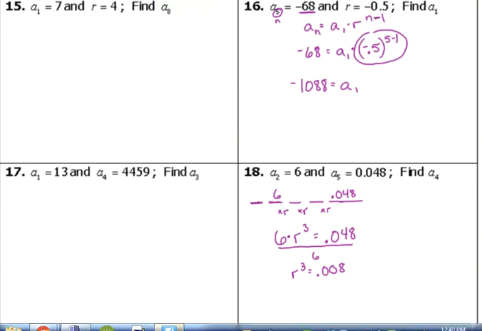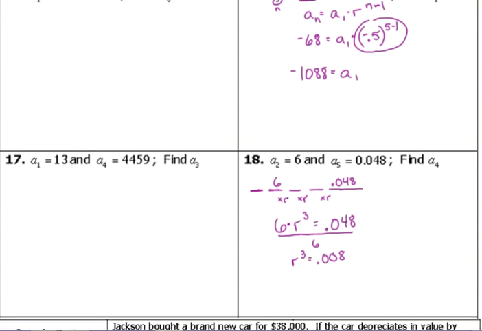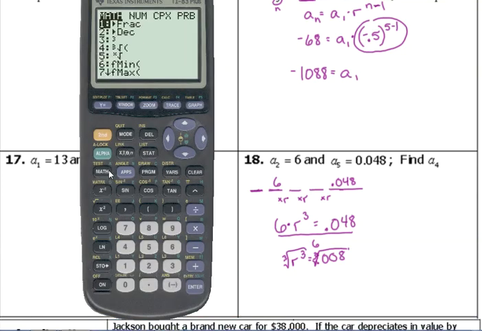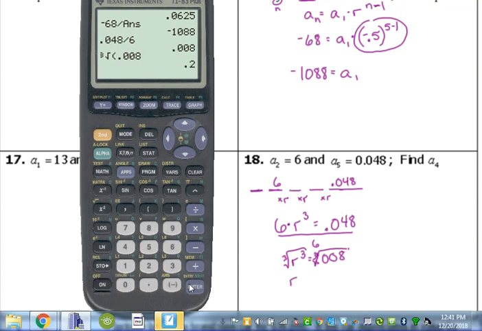What's the last step to get r by itself? Cube root. Okay, r is being cubed, so the opposite of that is the cube root. So math number 4 is our cube root, 0.008. r is 0.2.